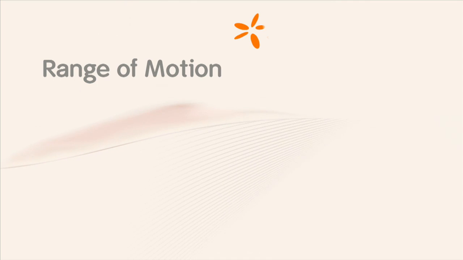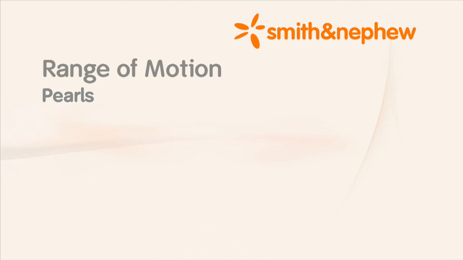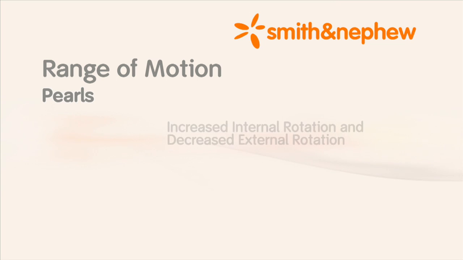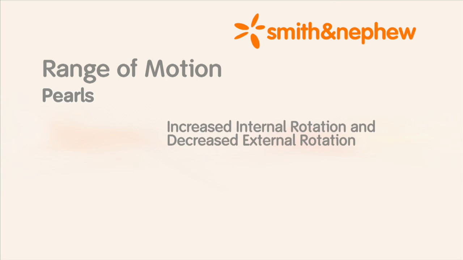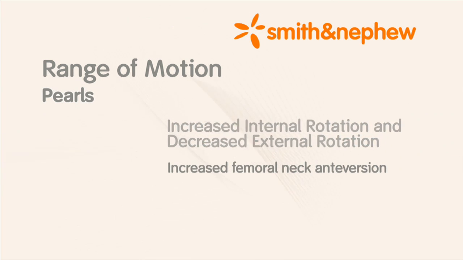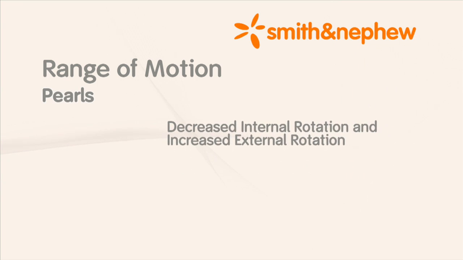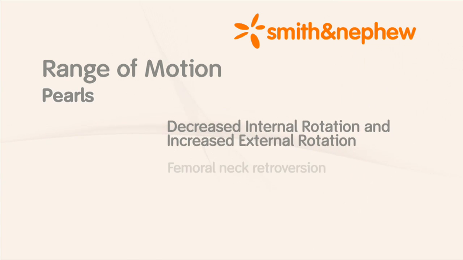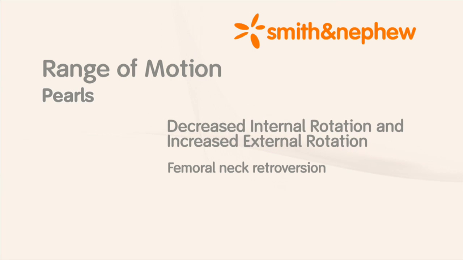Range of motion can give insight to underlying pathology and help define the underlying anatomy. Range of motion should always be compared to the contralateral side. Increased internal rotation with decreased external rotation can be indicative of increased femoral neck anteversion. Decreased internal rotation with increased external rotation can be indicative of femoral neck retroversion.